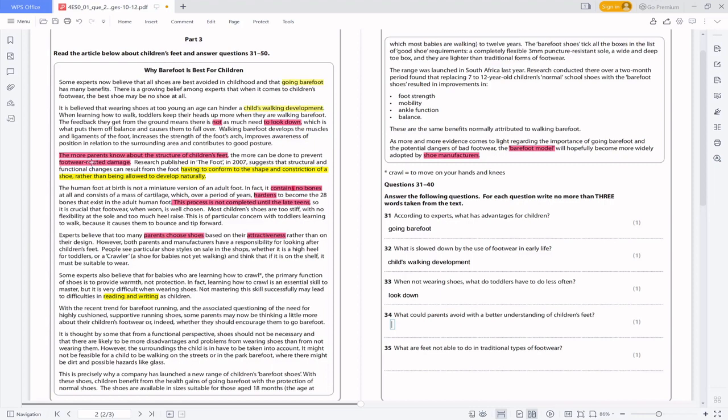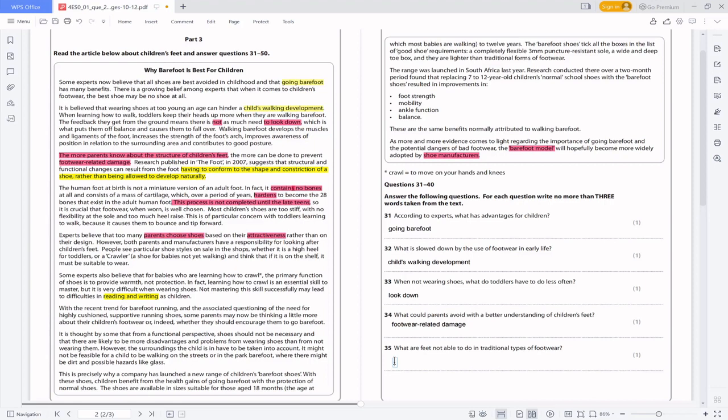Now, we cannot write this full sentence, obviously, since we're supposed to write no more than 3 words from the text. Therefore, we must only write footwear-related damage. It says here that parents can prevent footwear-related damage, and therefore, what could parents avoid with a better understanding of children's feet? The answer is footwear-related damage. Moving on to the fifth question. What are feet not able to do in traditional types of footwear?